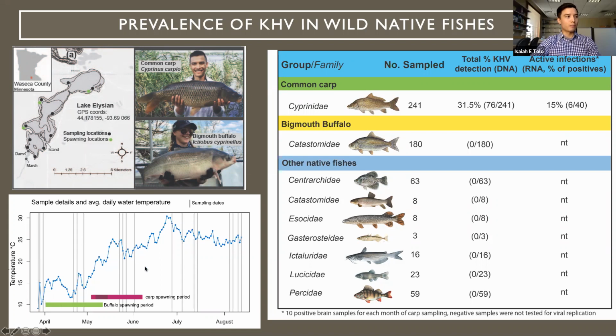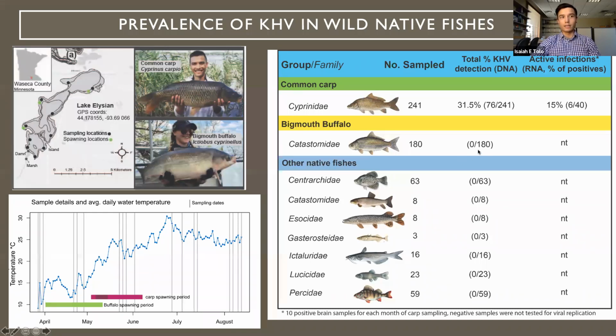So you can see that we sampled at these different times throughout the year, and some of them occurred when carp and buffalo were both spawning. And we found that in the carp, about a third of them were infected with KHV. So they actually had KHV viruses in their tissues. And 15% of them were shedding. So that was actually great because it showed us that our positive control worked. KHV is there and it's being shed, and there's an opportunity for transmission to occur.